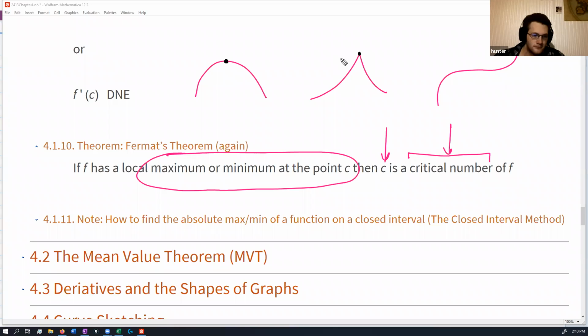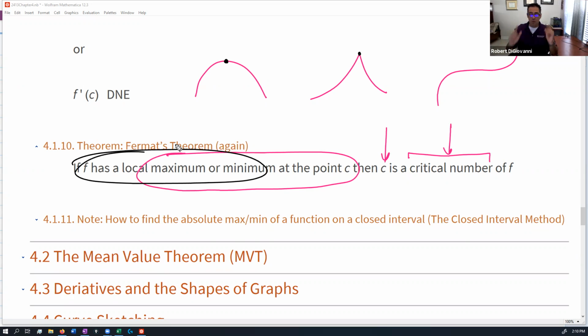Derivative here? Doesn't exist. Derivative here? 0, but it's not a max or a min. This is saying that if you do have a max or min, it's either going to be a slope of 0 there or the derivative won't exist. One of those two things.